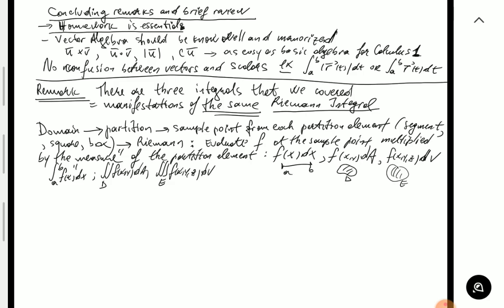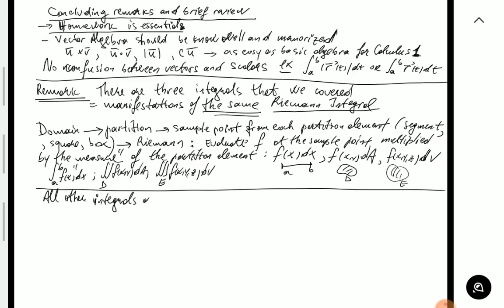So that being said, what about the other integrals? So like I said, all the others we learned, so all other integrals are variations of these three that I mentioned, or to be more precise, the first two that I mentioned, right? Because the triple integral is kind of a standalone one, but all the other line integrals and surface integrals are basically manifestations of the single variable function integral, right, from calculus 1, or the double integral.